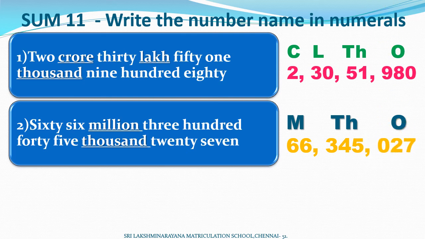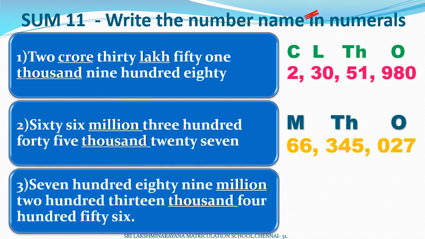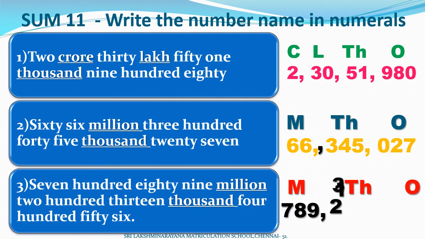The third sum, the periods are million, thousand. So write down the periods as million, thousand and ones. How many million is it given? 789 million, 1,213 thousand, and ones 456.